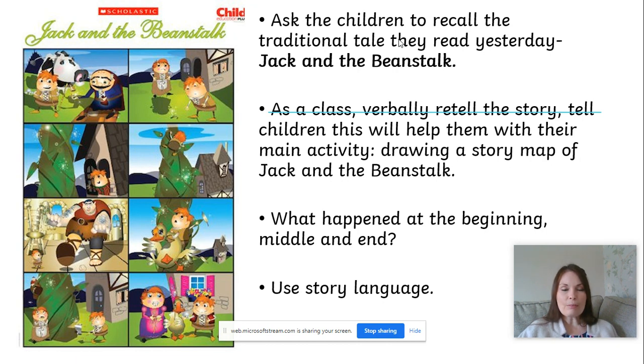Children at home, you're going to do the same. You're going to use your voice, you're going to talk and retell the story out loud. You're not going to write it down or draw pictures yet. You're just going to retell it out loud in your own words, just like we are, and remembering to think about what happened at the beginning, what happened in the middle, what happened at the end, using story language. And you can use the pictures on my screen to help you.